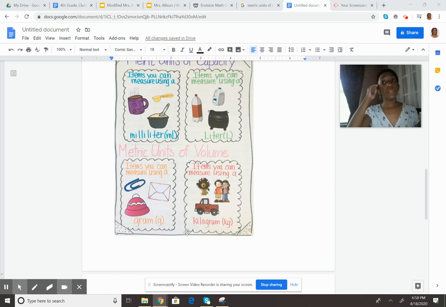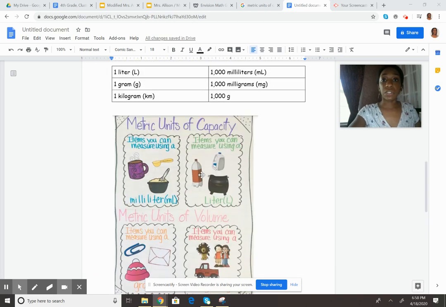And one that was not included in here is milligrams, okay? So objects you can measure with milligrams would be things such as vitamins or even medicine, okay? So whenever you go into the store, if you're sick and you need to buy some medicine, those vitamins or medicines are usually measured in milligrams, okay?